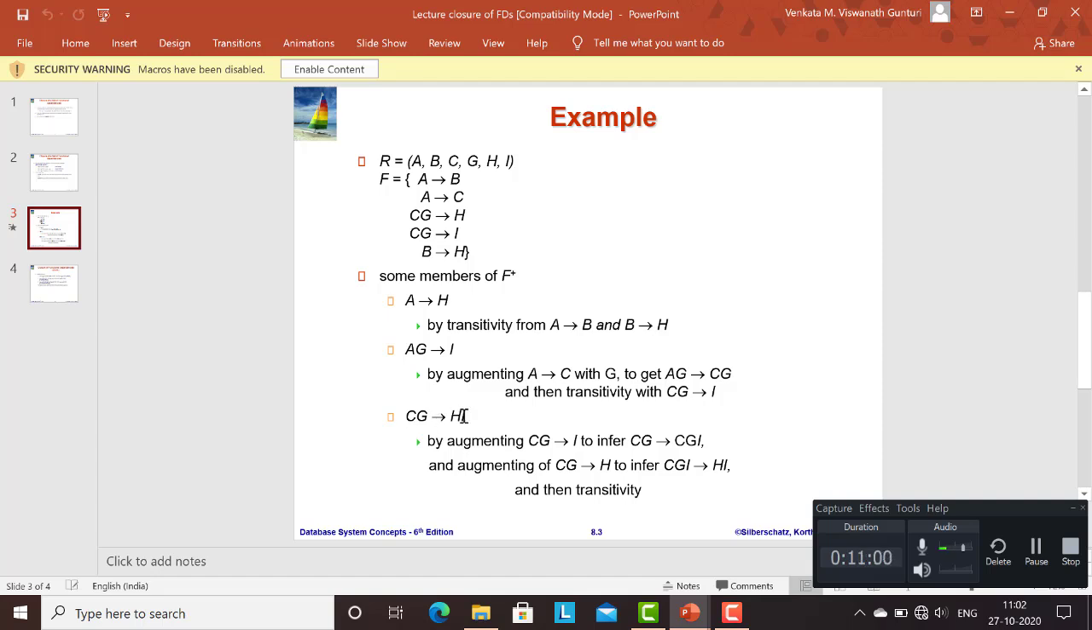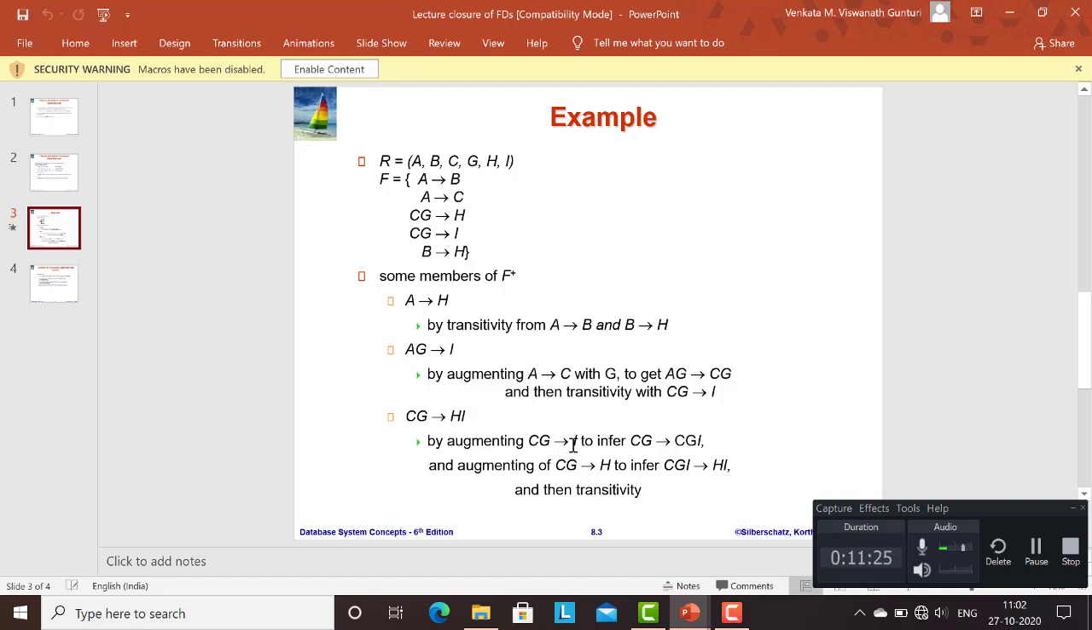So let's say you want to infer this: CG implies HI, right? So you have CG implies H and CG implies I. By the right side splitting rule, I can combine both of these and say that this holds. But I wanted to show you that you don't even need that. You just need the Armstrong rules to get to this. So let's see how we do it.